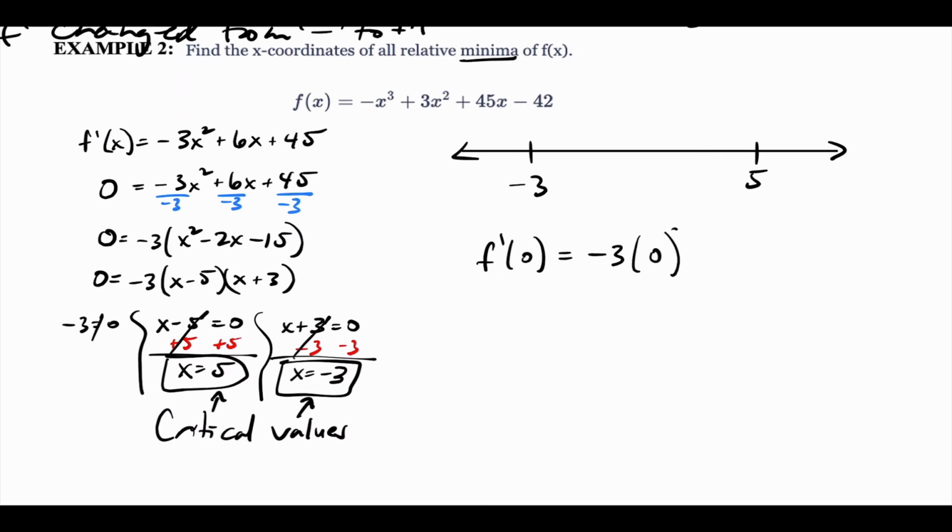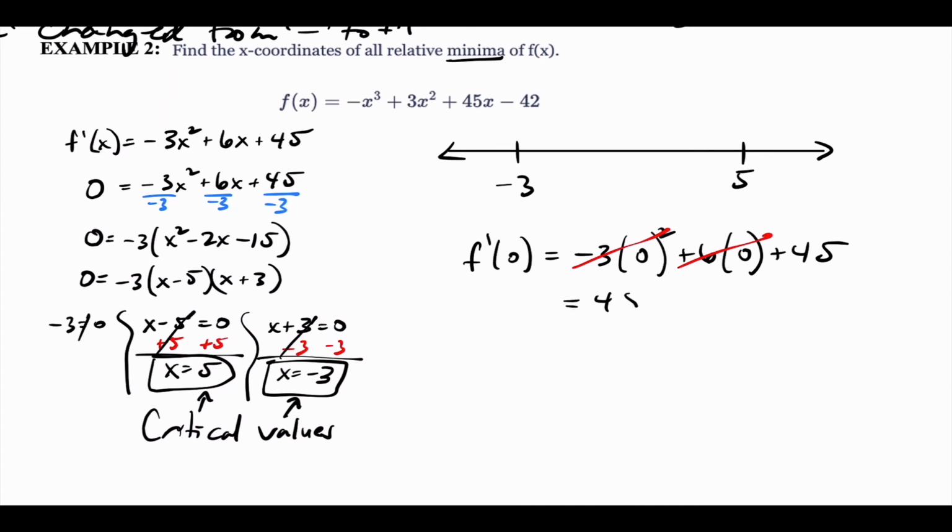First derivative test means we got to use the first derivative. So -3 times 0 squared plus 6 times 0 plus 45. Those cancel out. I'm left with +45. I don't care what number it is. I just want to know if it's a positive or negative number. And it's positive. So that means all the derivatives between these two values are going to be positive, increasing. The function f is increasing in between -3 and 5.